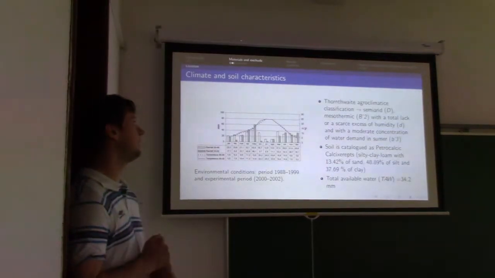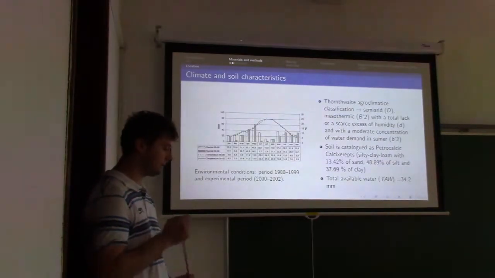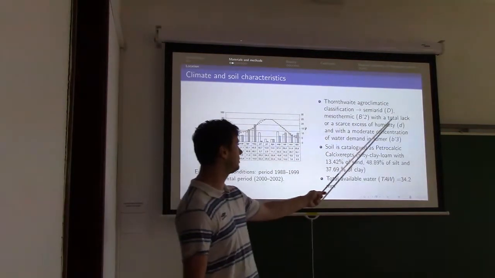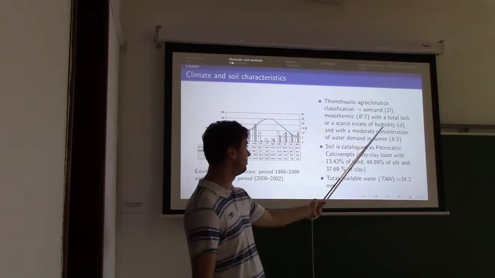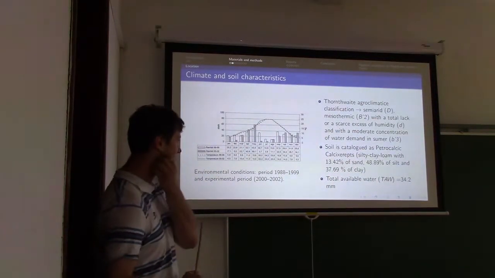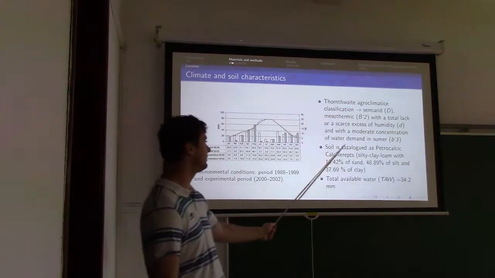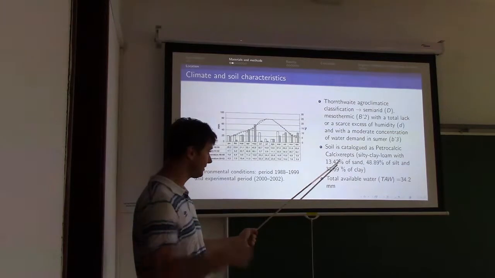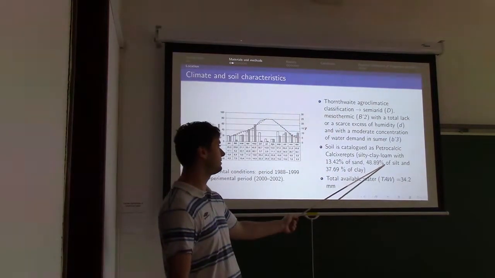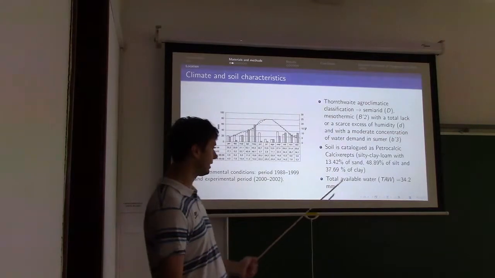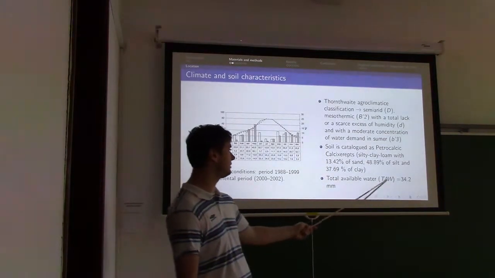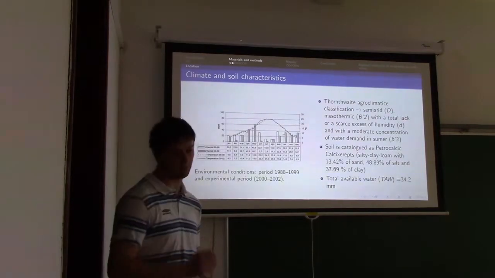If you look at the Papadakis agroclimatic classification, this location is classified as semi-arid, mesothermic, with a total lack or scarce excess of humidity, and with a moderate concentration of water demand in summer. We are not agronomists, but I feel the need to say that the soil is cataloged as petrocalcic calcixerept, which is silty clay loam with 30% sand, 49% silt, and 37.69% clay. Total available water for this kind of soil is calculated, and it's 34.2 millimeters.